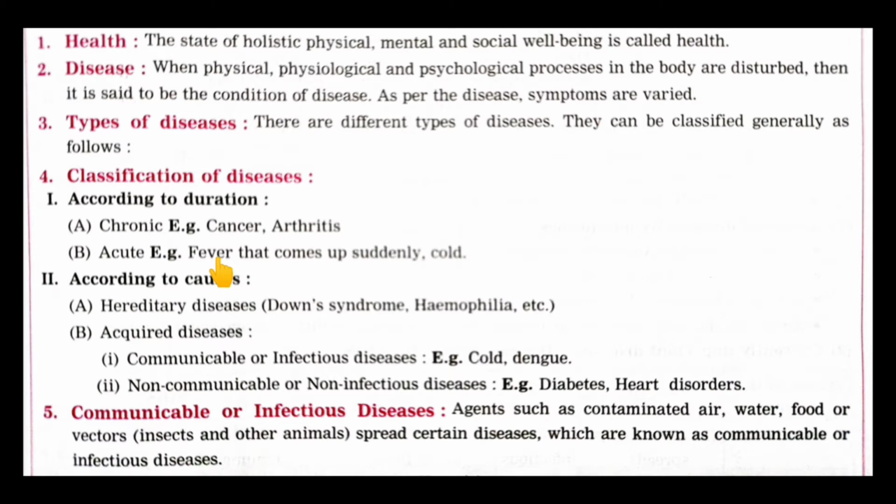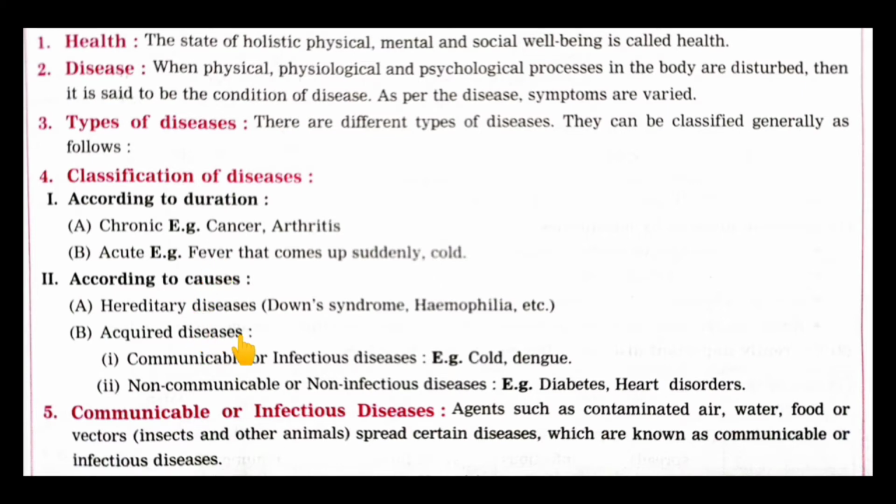You know that sometimes due to the change in climate we fall sick, but without taking medicines also we are cured. Same is the case of cold. Sometimes we take medicines or sometimes we do not, and without taking medicines also within 2 or 3 days or within a week we are cured completely. So these types of diseases are called acute diseases.